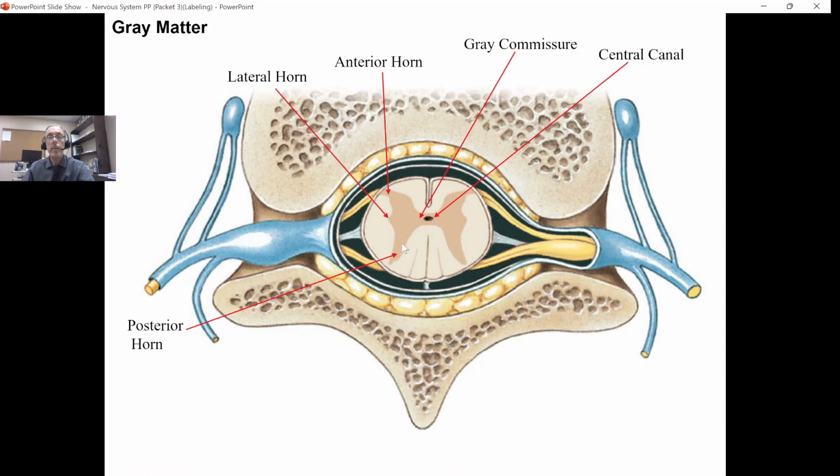Okay, so again, the posterior horn receives sensory information. Right? Sensory information goes in the back door, and then motor information goes out the front door. The anterior horn gives rise to somatic efferents, right? The efferents that are going to our skeletal muscles, while the lateral horn gives rise to our visceral efferents. Those are the neurons that are going to our organs.